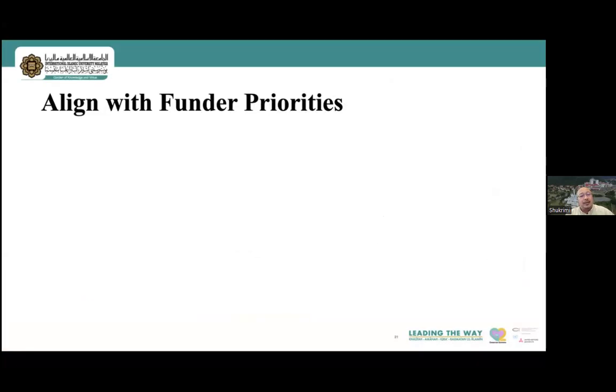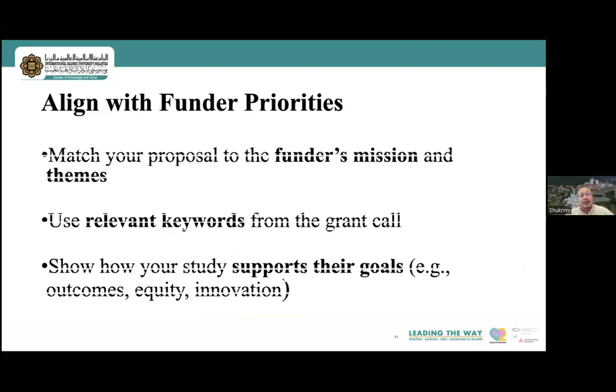So first of all, the first thing is that we must prepare a grant that aligns with the funder's priority. So we must know who the funder is. If it is a SUSMED research grant, you know what the funder's mission is? The themes of Islamic Sharia compliance and so on. Then in this part, we need to use relevant keywords that follow the grant priorities, and we must show how our study supports their goals. Of course, if you want to ask for a grant from somebody, you must follow what they want from you, in terms of outcome, equity, or innovation.